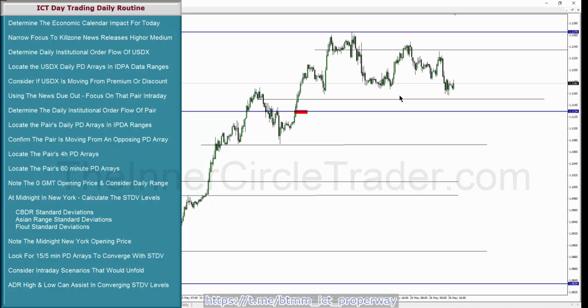Looking for average daily range high to converge as well, again with an opposing premium array that's seen on the 15, 60-minute, 4-hour, or daily. If the average daily range is smaller than 60 pips, we know that there's going to be a likelihood of a large range day eventually for trading institutional order flow in that bias. We may get much more than the average daily range.